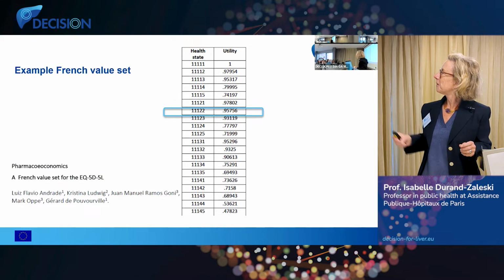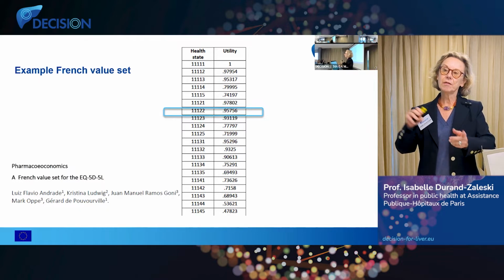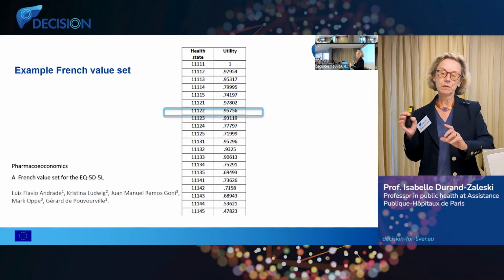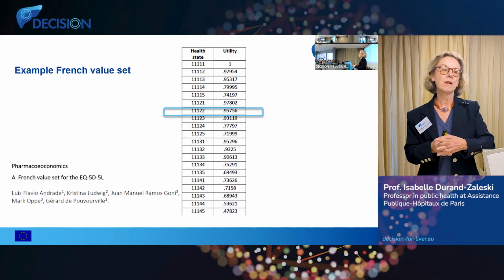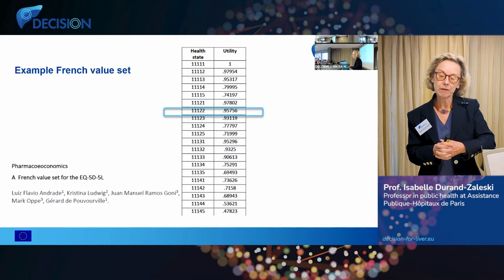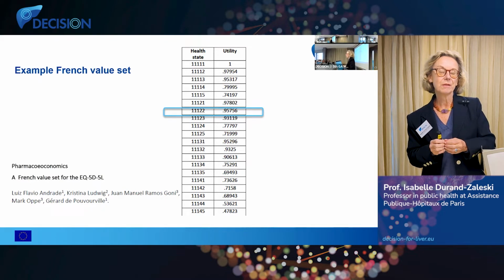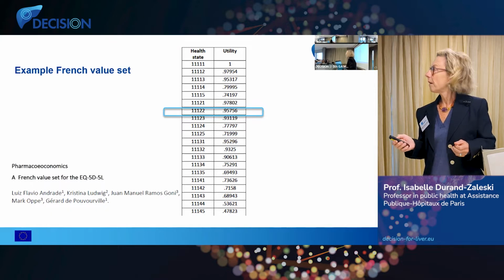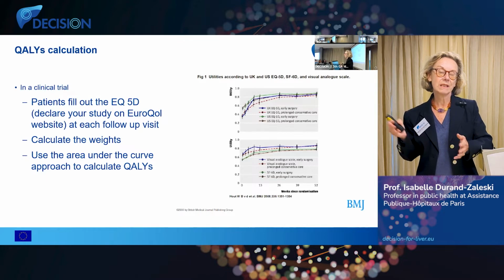So you look at what you are today, and then you have the value, which is a coefficient between 0 and 1. And that you will use to multiply by the life expectancy, or the interval between 2 visits in a trial. And that will give you the QALYs. And then you will add up everything. So it's like a Kaplan-Meier curve, except reverse.